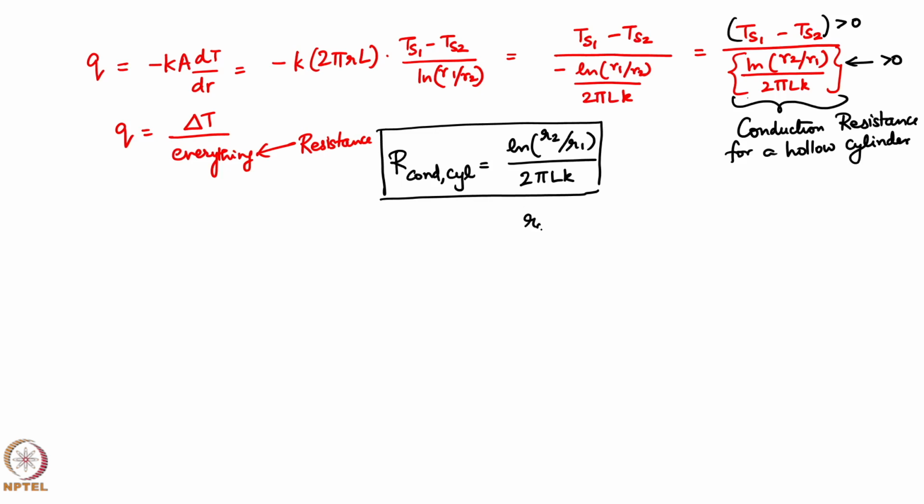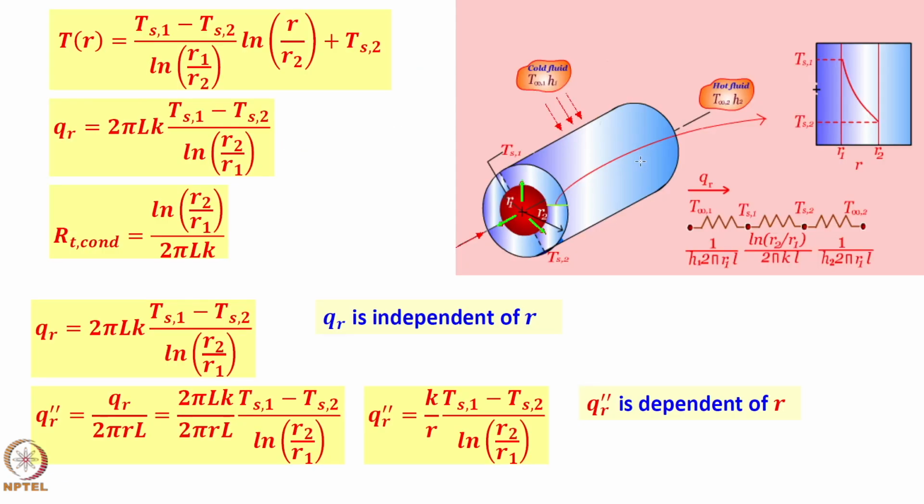So, R outer divided by R inner, if you want to call it that, is also fine, log of that divided by 2 pi Lk, which is R conduction in a cylinder. Okay. So, this is something which you need to commit to memory, conduction resistance in a cylinder. Okay. So, we will take a look at what is there next.